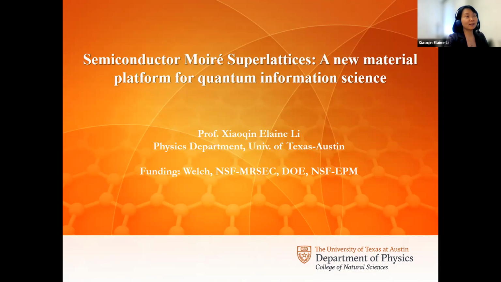And so I should make a disclaimer at the very beginning. It's still very speculative to consider these new material systems for quantum information science. So for the last few slides, I'll share my idea of how they can be used for that purpose.